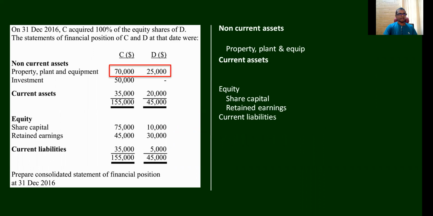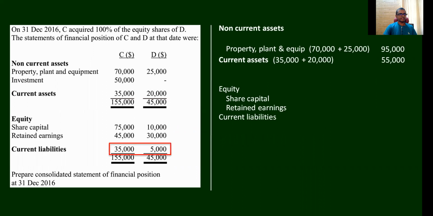Again, company C, property, plant and equipment, D, property, plant and equipment, consolidated one. Current assets, C plus D, consolidated. Current liabilities, C plus D and consolidated. Share capital is parent company share capital. Retained earnings here also, in this example also, parent company retained earnings, because we have paid for the pre-acquisition reserves, right? Then calculation of goodwill. Here goodwill, it should be treated as a non-current asset.